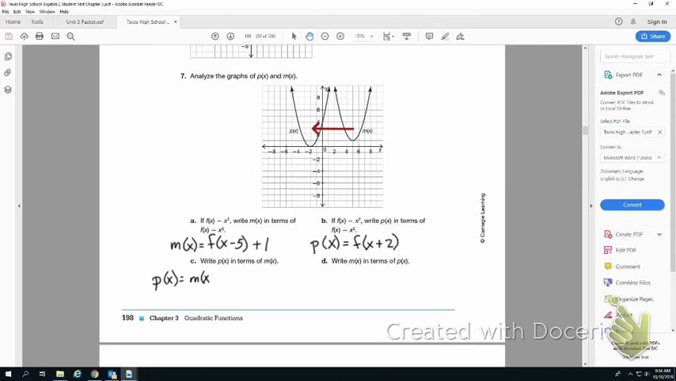So did it move right or left? Left. How many? 7. Up or down? Down. How many? 1. Okay. And the other one's just the opposite of that. So I'm writing M of x in terms of P of x. Right or left? How many? Up or down? How many? Okay.